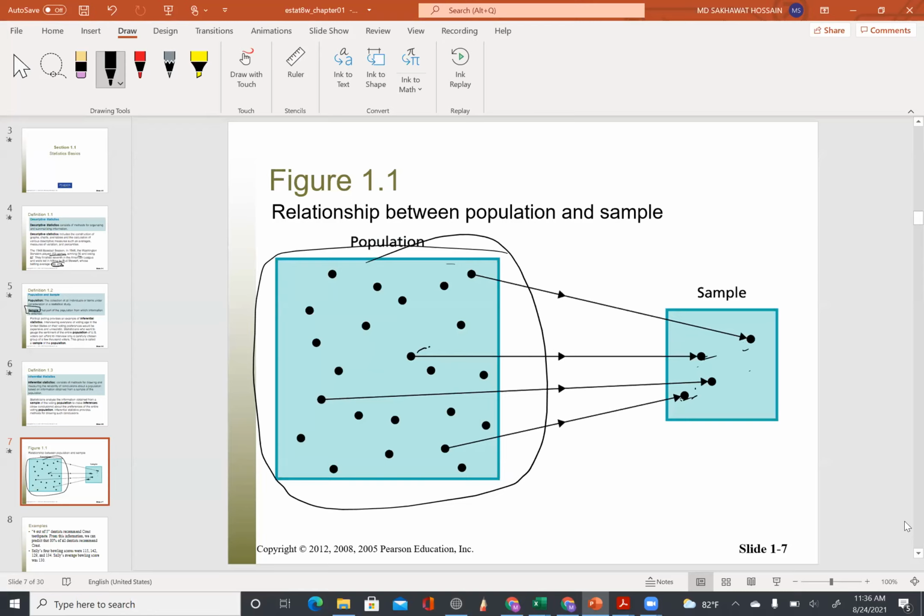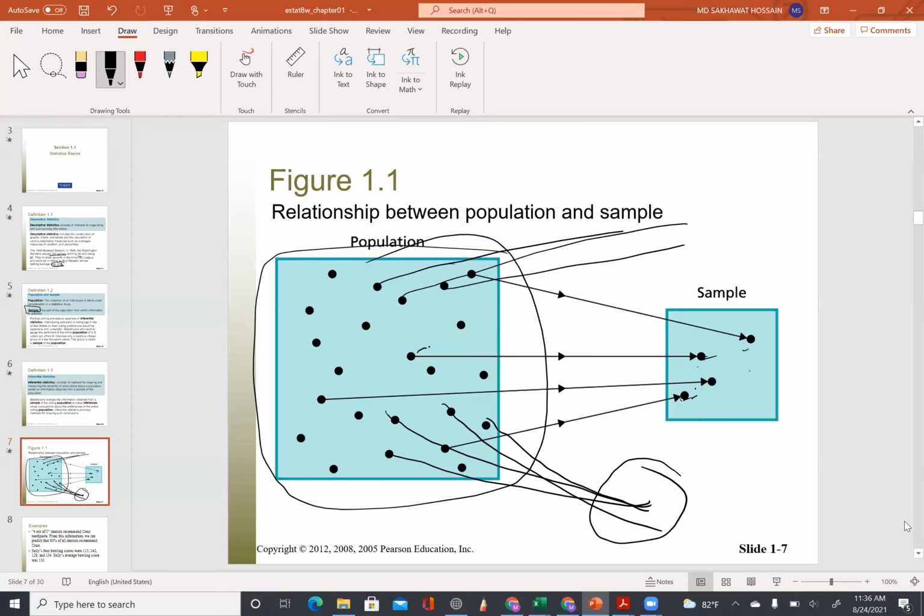We can also randomly select another 4 or 5 individuals from here, and this is another sample. And we can also select another 4 or 5 individuals here, and this is another sample. So from the population, we can draw many samples, or we can take many samples from the population. So a sample is a subset of the population. This is a part of the population.